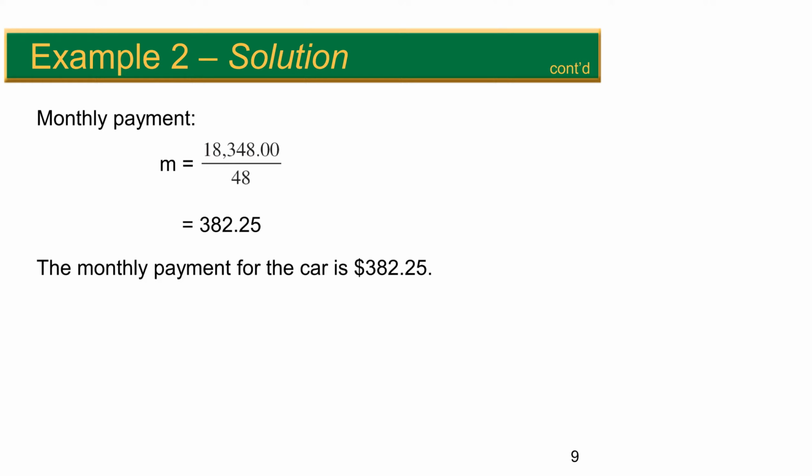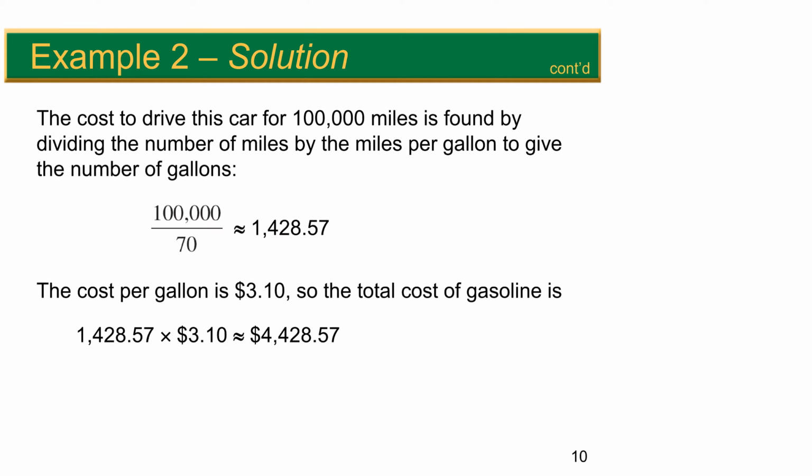Therefore, using my monthly payment formula, I take the price that I'm going to pay for the car and I divide it by 48, because 4 years times 12 is 48 payments, and this is my price per month for this car. Now, the other part of the question asked us about calculating how much it was going to cost us to drive this car in the way of buying gasoline. And it said that we're going to drive 100,000 miles. The car gets 70 miles per gallon.